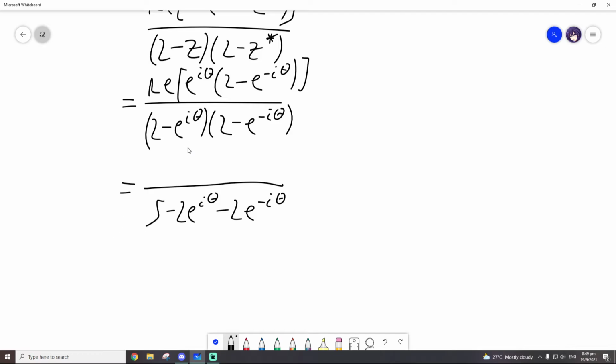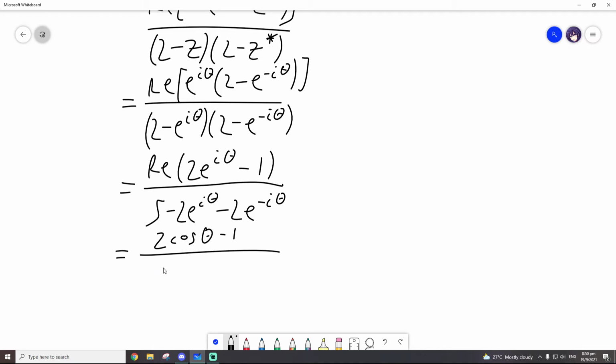All right, and what's the top going to be? It's going to be the real part of 2e^(i theta) minus 1. All right, let's compute this. The top is just going to be 2 cosine theta minus 1, because the real part of e to the power of i theta is, well, cosine theta.